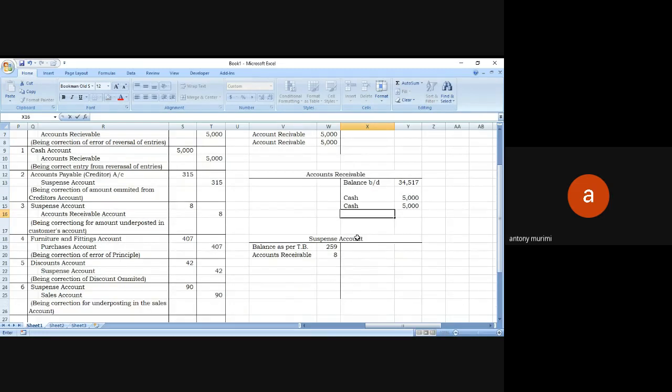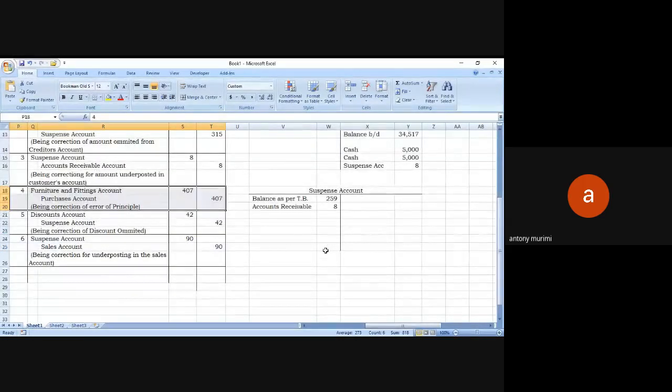I hope you're all there. Debit suspense account, credit accounts receivable by suspense account. The amount is 8 shillings. We move on to the fourth. The fourth error: debit furniture and fittings, credit purchases account.